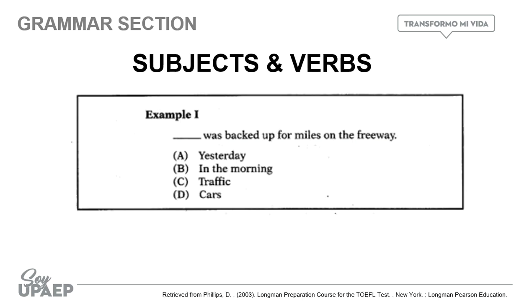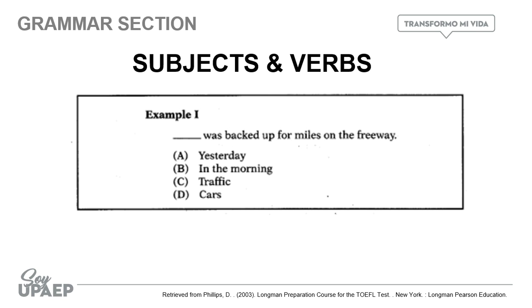You have this sentence. Something was backed up for miles on the freeway. Okay, so here is where you do the analysis. Which is the subject? Which is the verb? If you notice, the verb of the sentence is was backed up. So the sentence has a verb. But the subject is missing.